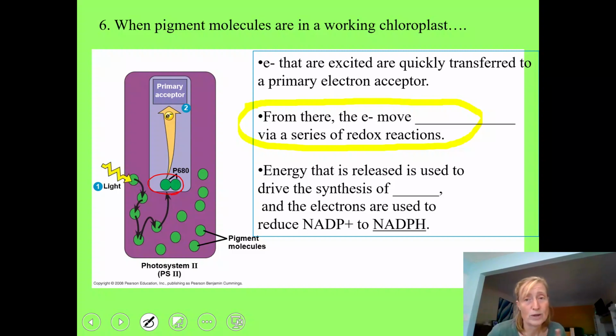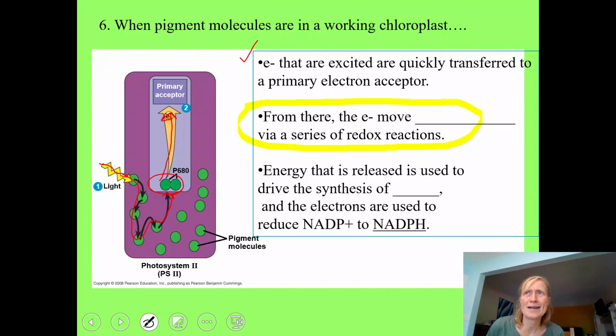Okay, so we really want to know what's going to happen to these high energy electrons. Light energy is absorbed by pigment molecules that transfer that energy to the reaction center. These reaction center chlorophyll A molecules get excited, and their electrons are moved to a higher energy level. What happens next? Excited electrons are quickly transferred to a primary electron acceptor in the photosystem, a molecule that can accept these high energy electrons. It's not going to hold them for long.